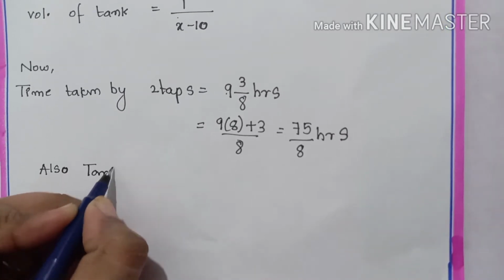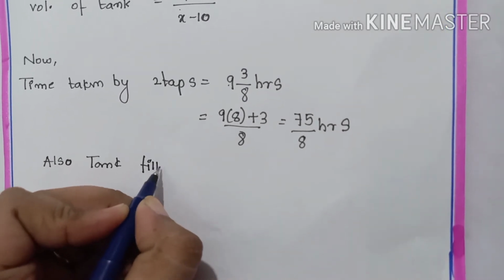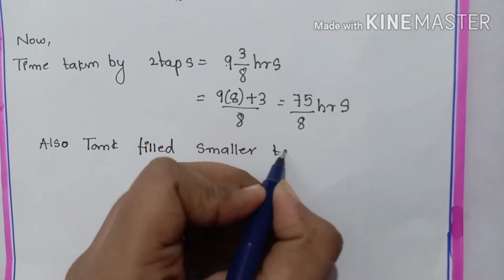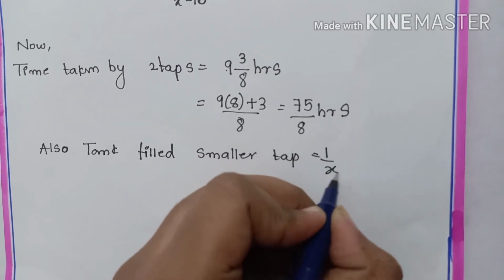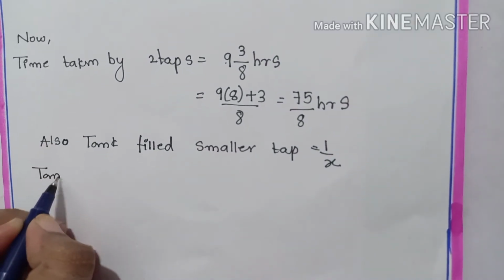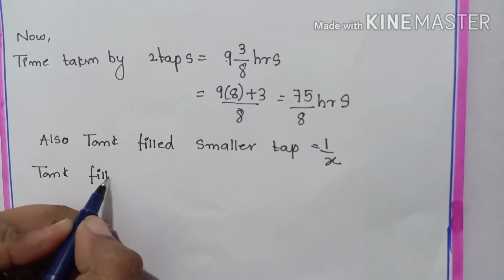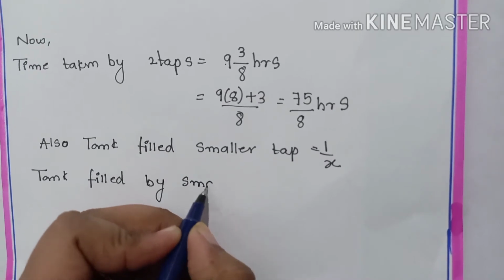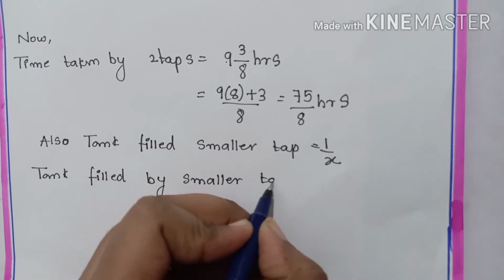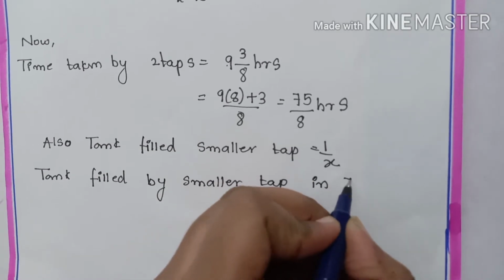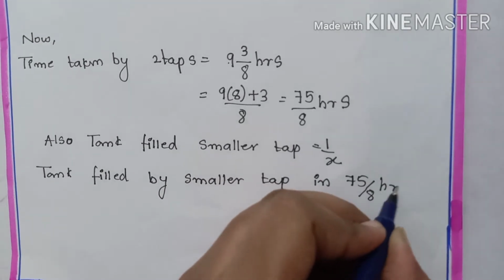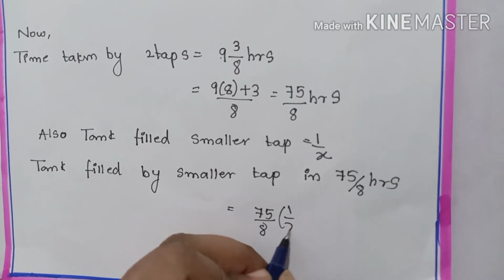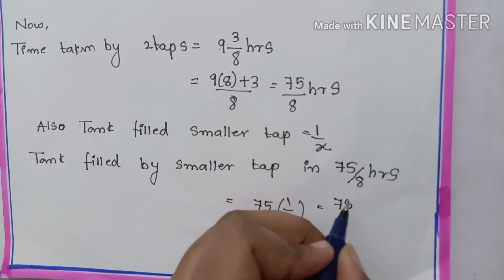Also, the tank filled by the shorter tap, which is the smaller tap, is 1 by x in 1 hour. So the tank filled by the smaller tap in 75 by 8 hours becomes 75 by 8 into 1 by x, which is 75 by 8x.